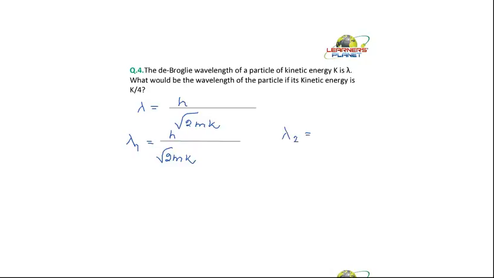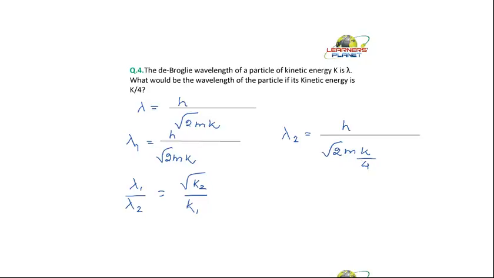And the second one, that is lambda 2, is equal to h upon the square root of 2m into k by 4, right? Sorry, it should be k by 4. Now what we can do is, lambda 1 by lambda 2 is equal to square root of k2 by k1.